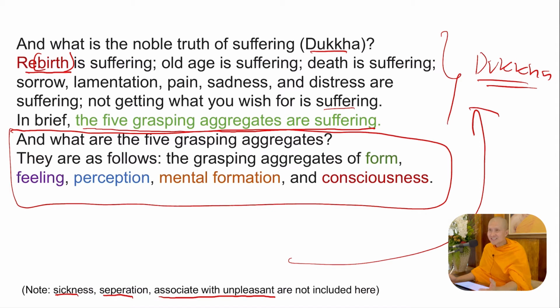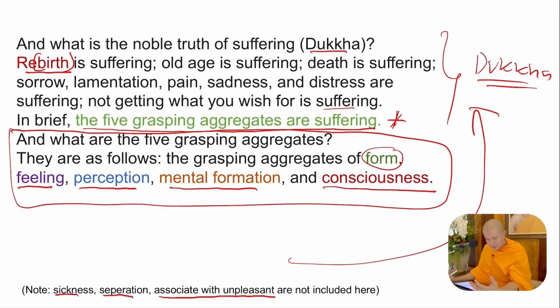There may be a reason why the information is not the same as the Buddha taught earlier. But he ended up with the same thing, to strengthen what the Buddha emphasized earlier, that clinging to the 5 aggregates is the root cause of suffering. And then he explained what the 5 aggregates are. The grasping aggregates are form, grasping on feeling, grasping on perception, mental formation, and consciousness.